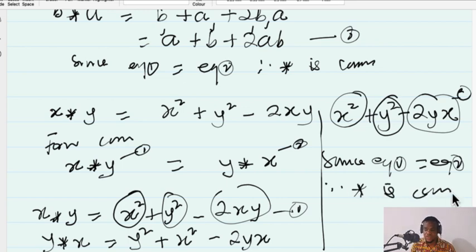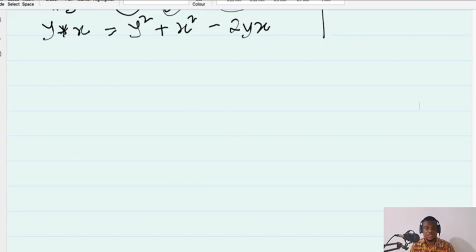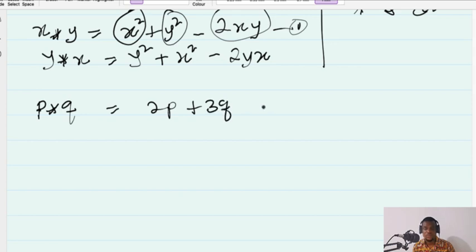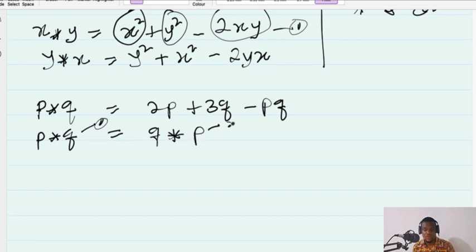So that is how we deal with it. Let's get more examples and check. Now, if we have another definition, P operation Q is equal to 2P plus 3Q minus PQ, we have to show whether the operation star is commutative. So P operation Q should give us the same as Q operation P. So here is equation 1, and this side is equation 2.